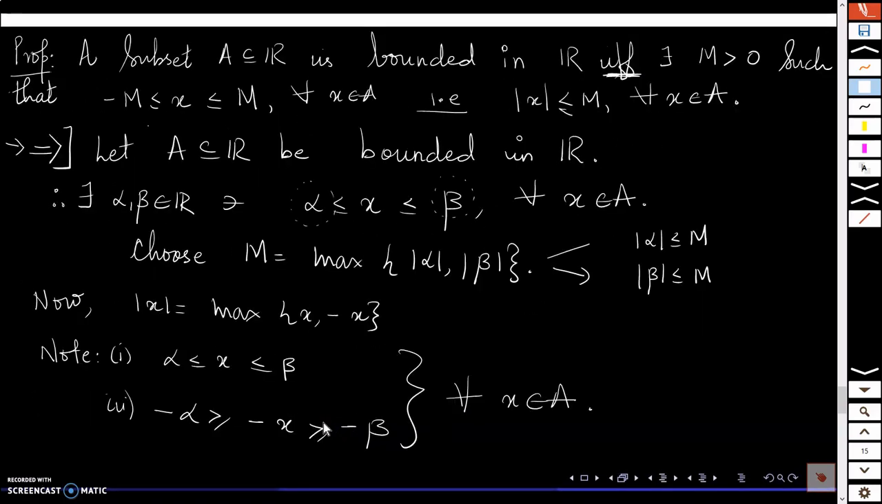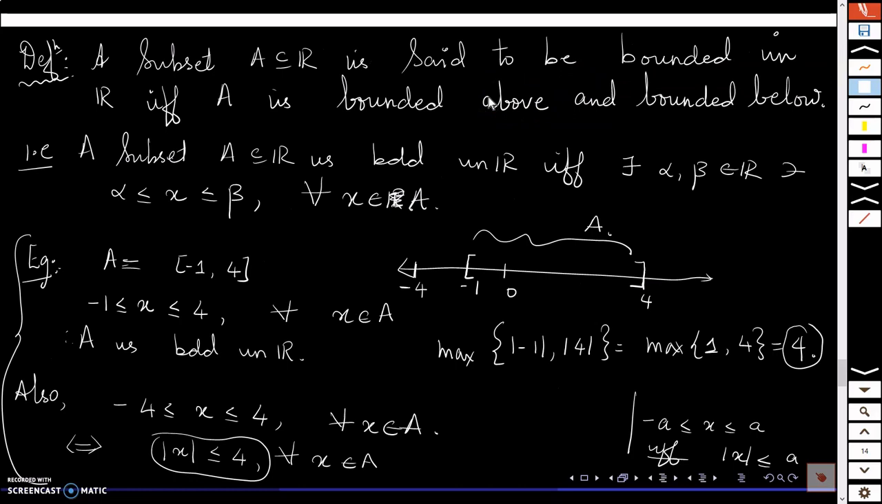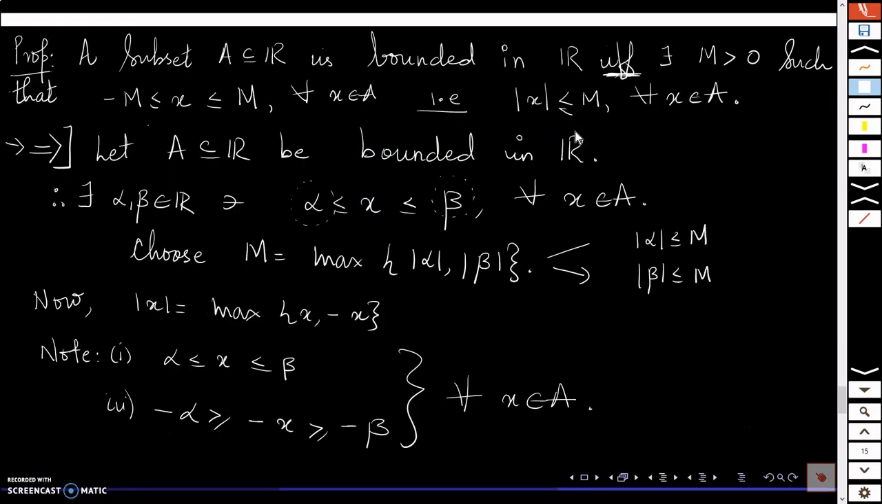All right. So a set A is said to be bounded in R if and only if you can find one positive real number M such that mod x is less than or equal to M. At many places we will be using this definition instead of the previous definition which I stated. So we will prefer this proposition over the previous definition.